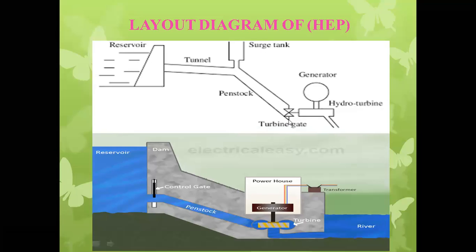After the turbine, there is a gate, or control valve. This control valve controls the flow of water which is falling on the turbine, the hydraulic turbine or hydro turbine. This is the hydro turbine part. We will see the various types of hydro turbine in the next slides.